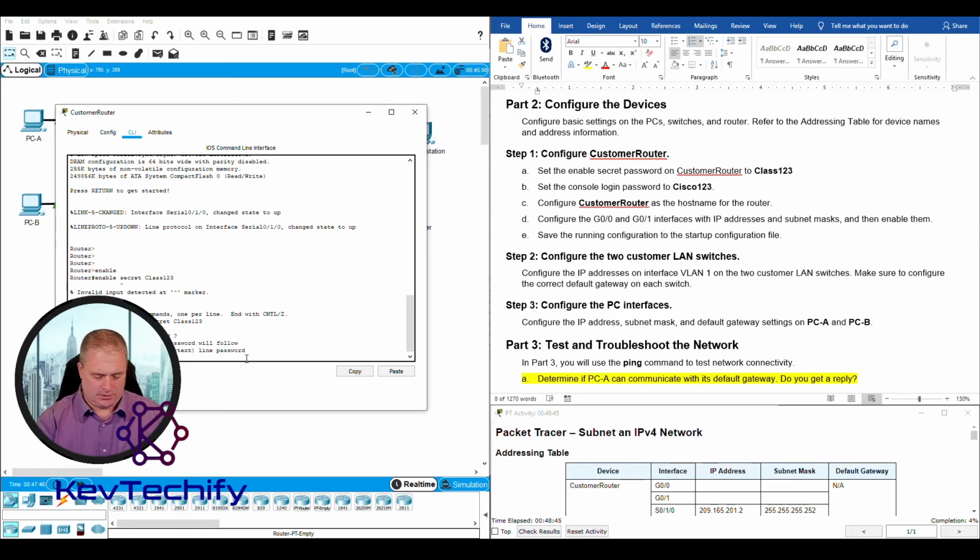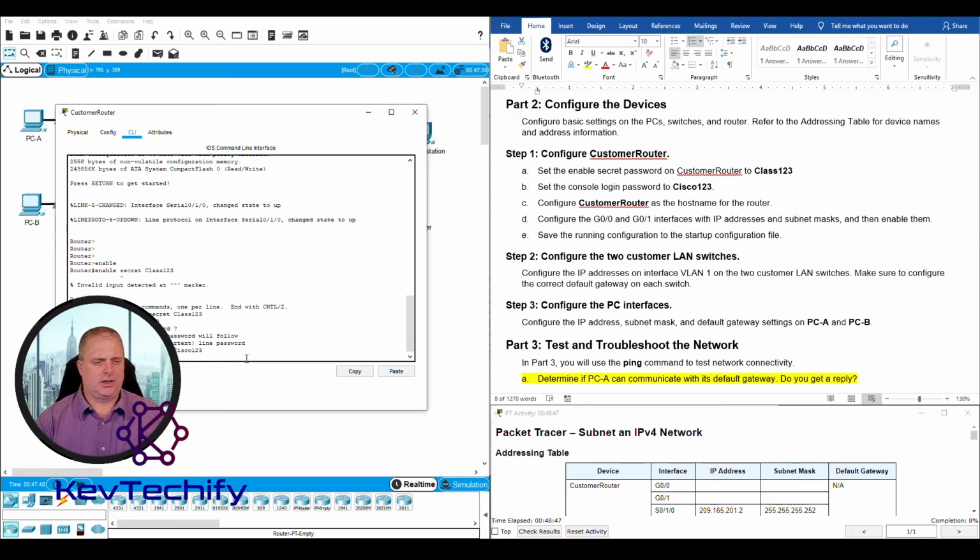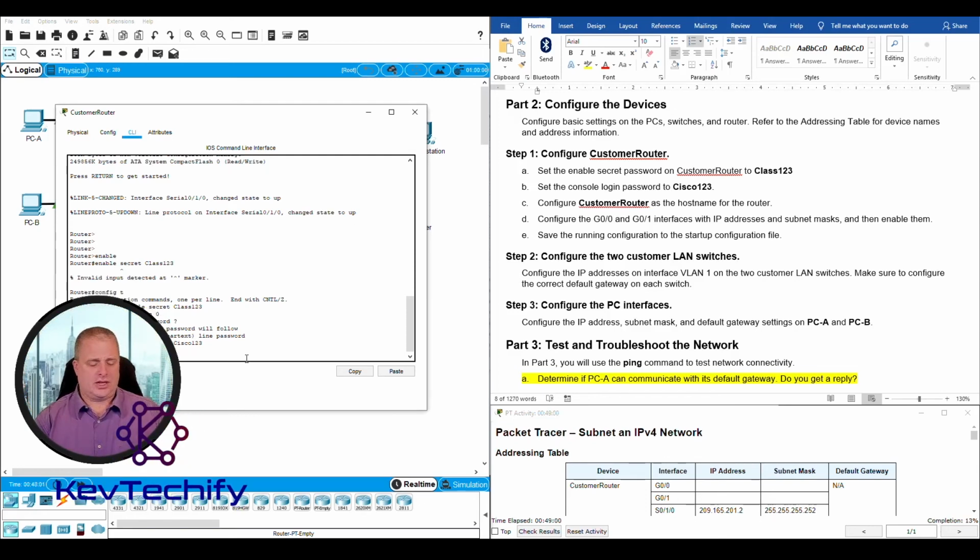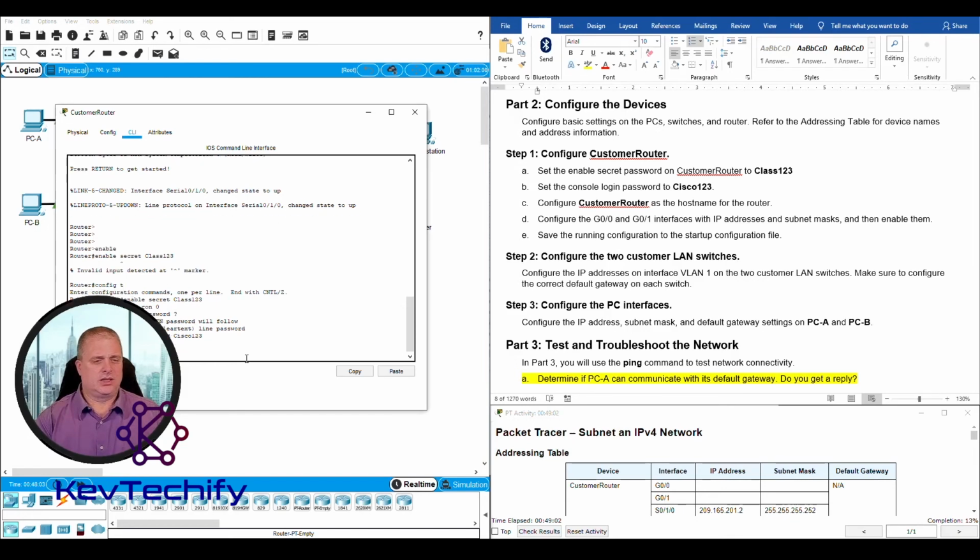Our password is Cisco123. Now we've set the password. Now we need to tell the login process on our line console interface to actually use it for the login process. All we have to do is type login at that point in time. We can exit out of our line con configuration.